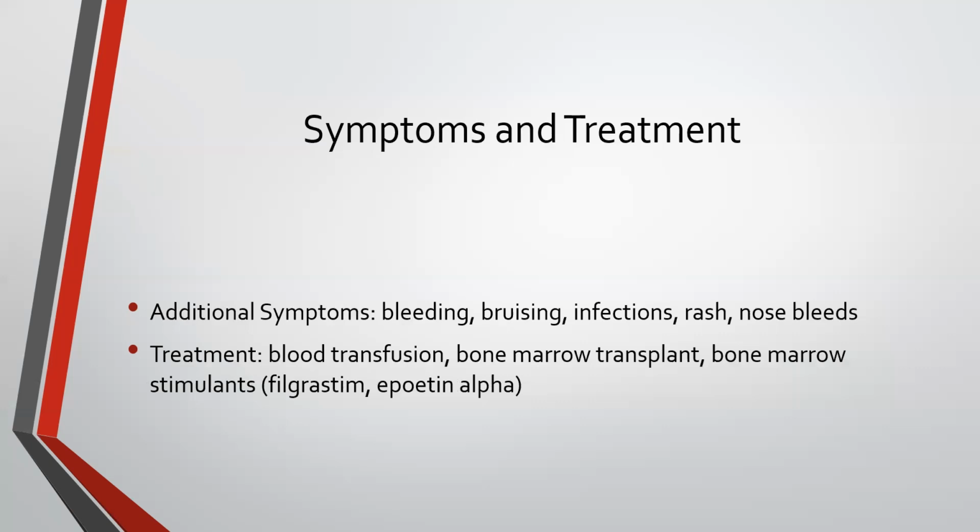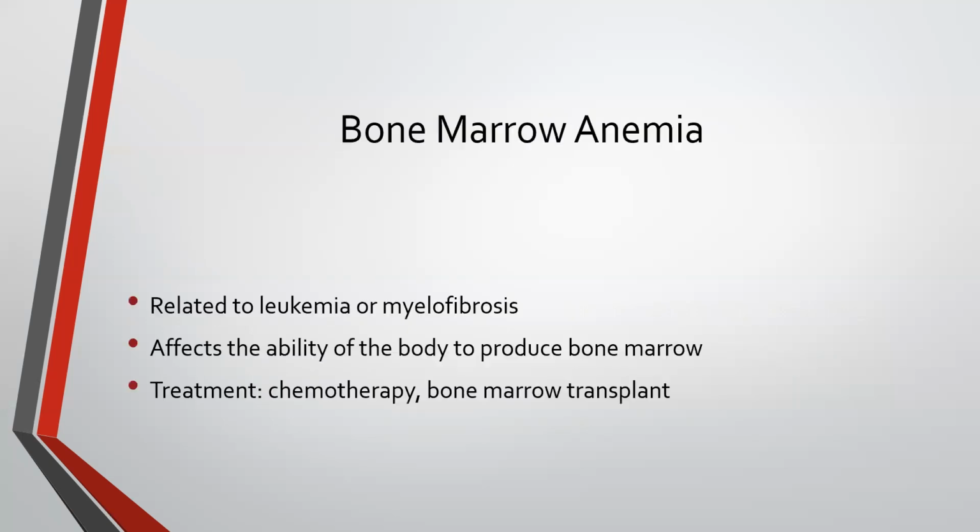Additional symptoms that go along with aplastic anemia, again, those general symptoms apply, but then they also have frequent bleeding, bruising, infections, rash, and nosebleeds. And again, that's related to the decreased white blood cell count as well as the decrease in platelets. Actual diseases of the bone marrow, these would be things like leukemia and myelofibrosis. They actually affect how the bone marrow produces red blood cells. Typically, this is going to get treated with either chemotherapy or a bone marrow transplant.